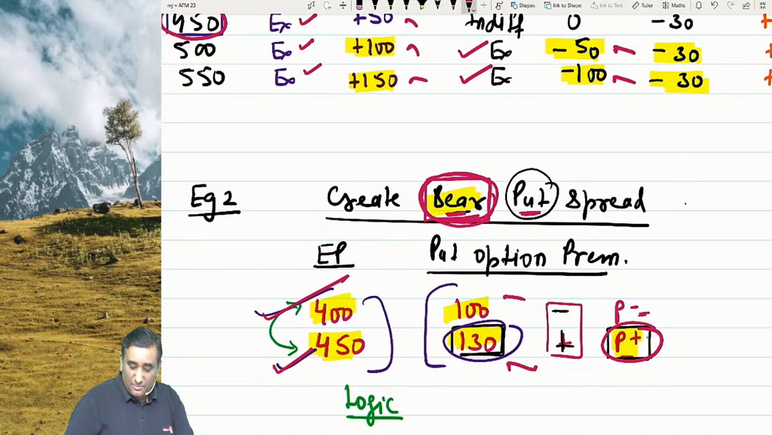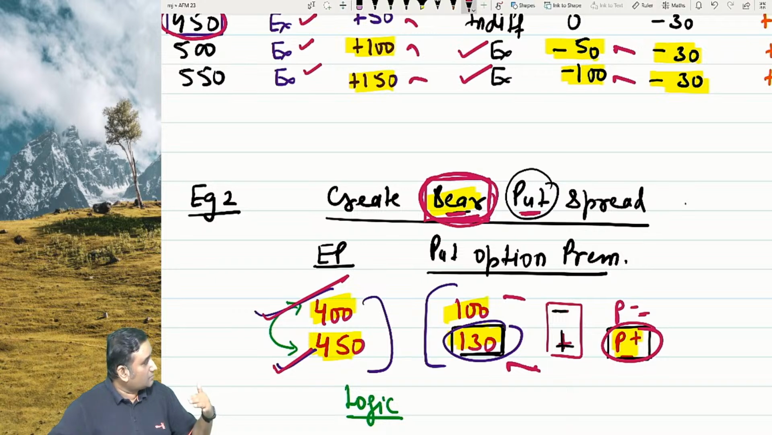If you take only P plus and the price does not fall below 400, then you end up paying 130 as a premium. You reduce your premium. Understand the objective of it, please. This is a moderately bearish view. It means you are bearish, but not extremely. You are moderately bearish, hence you do this kind of a strategy.